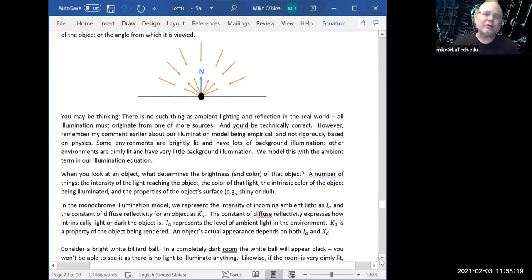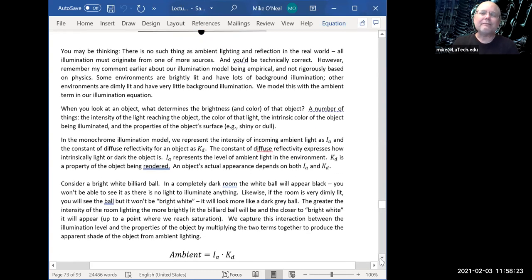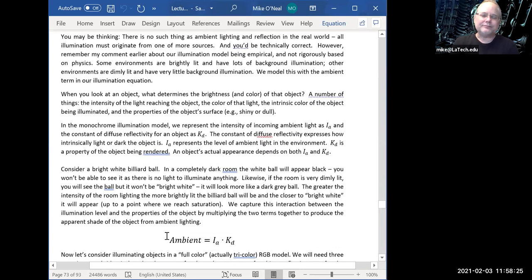So the computation becomes extremely simple. Here's the computation. Ambient light is equal to the intensity of the ambient light, I_A. That means the level of lighting in the environment times something we call K sub D. K sub D is the constant of diffuse reflectivity.